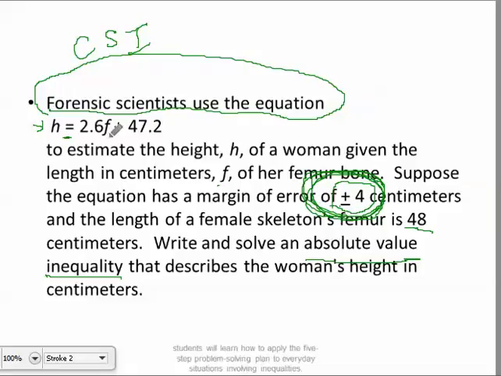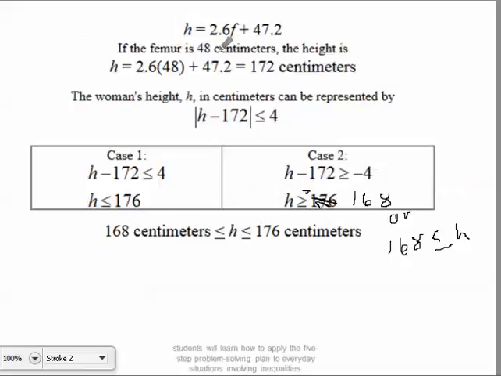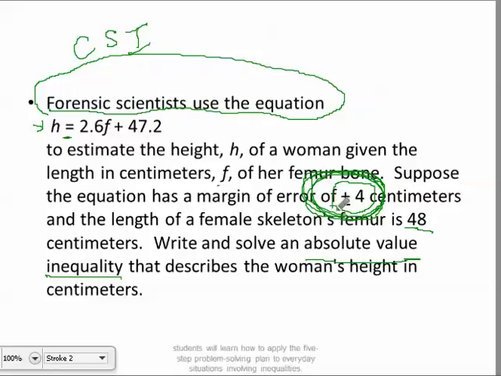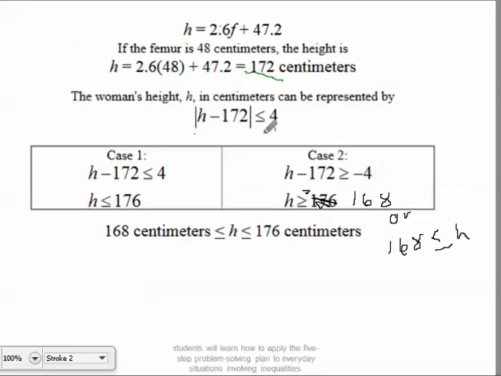We're going to stick the 48 in for the f to begin with. When we do that, we get 2.6 times 48 plus 47.2, which is 172 centimeters. So the woman's height, h, minus 172, I'm taking the absolute value of that, has to be less than or equal to 4. That's where this plus or minus 4 came from; it came in here into this inequality, right here. Okay? So we break it up into two things.